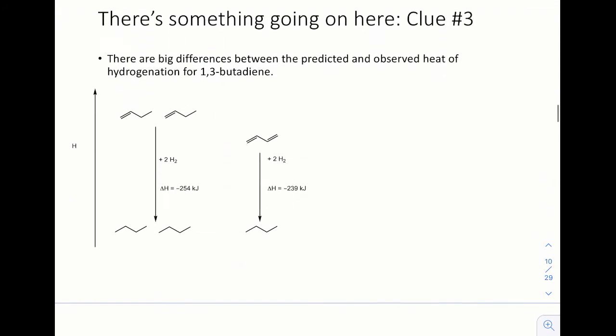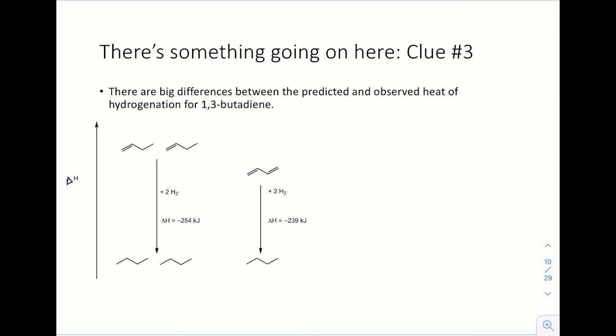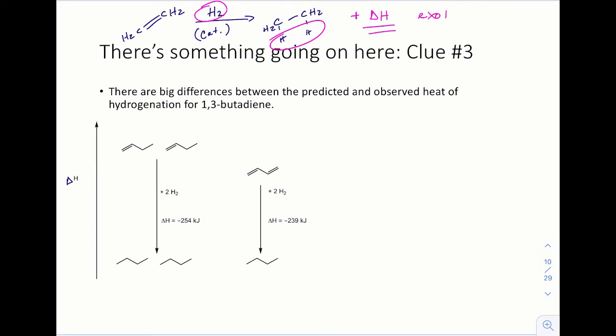More clues. Everyone loves heats of hydrogenation, right? To quickly remind you what a heat of hydrogenation is, an alkene can be treated with hydrogen gas in the presence of some catalyst. This adds an equivalent of H2 across the two carbons of the alkene. And some heat is released. This is an exothermic reaction.